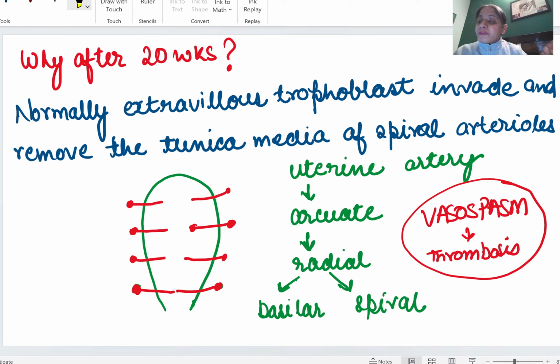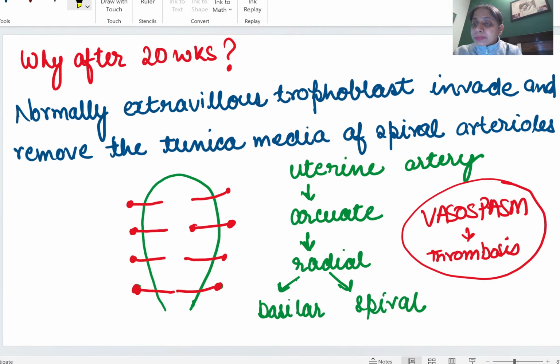There are two types of trophoblast cells, villous and extravillous. The extravillous trophoblast do the other jobs. The villous trophoblast makes the villi. Are you getting my point? So the extravillous trophoblast, what do they do? They remove the tunica media of the spiral artery. This is what happens normally. What happens normally? That the tunica media of the spiral arterioles is removed.